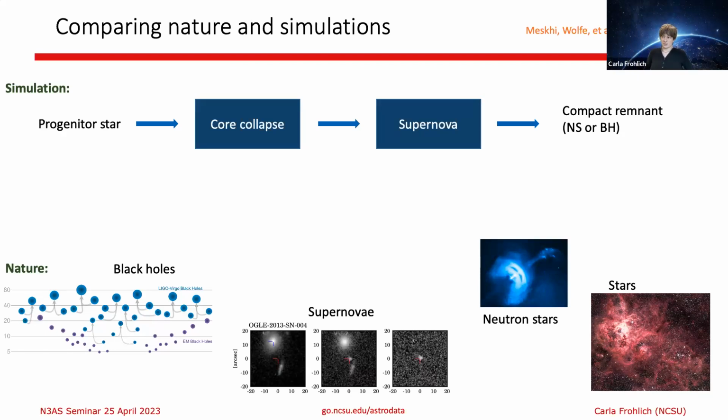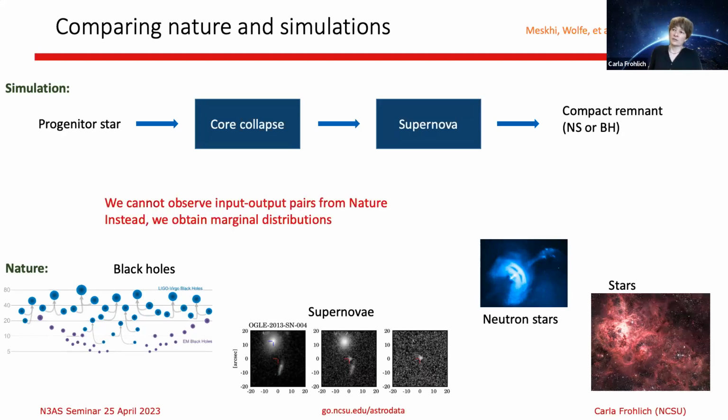In nature, our observations don't give us these pairs. Our observations are separate data sets of black hole masses, neutron star masses, of supernovae, of stars. So in nature, we don't have an input-output pair the same way we have for simulations. So instead of optimizing over the equation of state for these input-output pairs, in this case, we have marginal distributions that we have to compare.